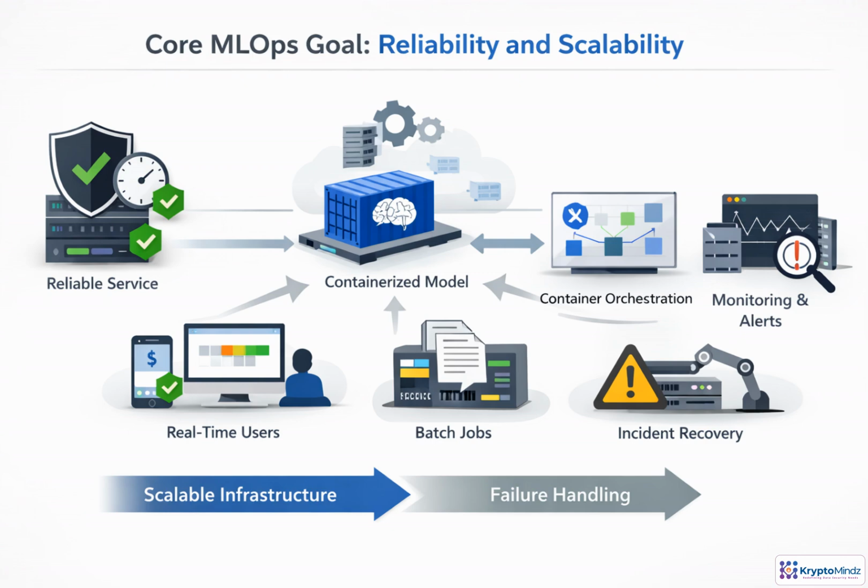Once a model is deployed, the goal shifts from accuracy alone to dependable service. Real-time users and batch jobs need consistent responses, even as traffic changes. Containerizing the model makes the runtime repeatable. Orchestration can restart failed instances, scale capacity, and roll out updates safely. Monitoring then closes the loop by tracking latency, errors, resource use, and prediction behavior. When something breaks, alerts and recovery processes keep small issues from becoming outages.